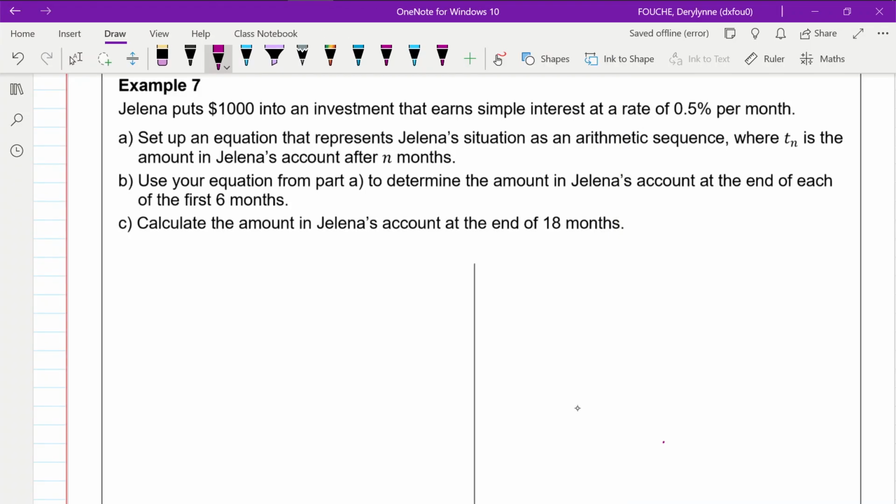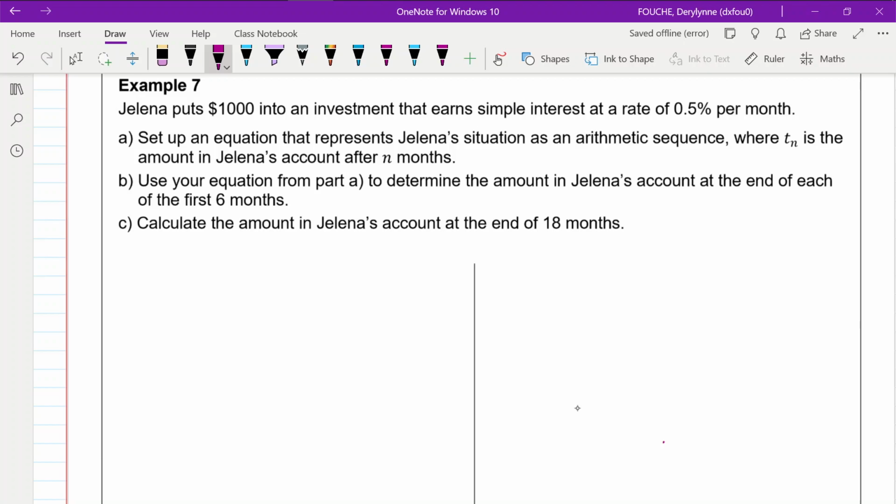Right, in these sort of questions where we have financial applications, it's important to note that you either have to go from the start of a month to the start of a month, or from the end of the month to the end of the month or year, okay? That means that your definition of your first term is very important.